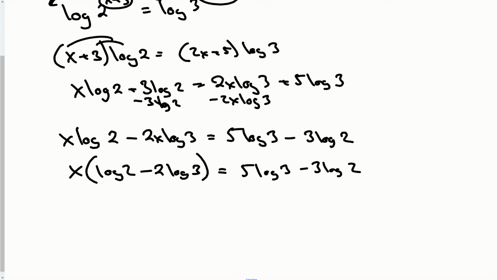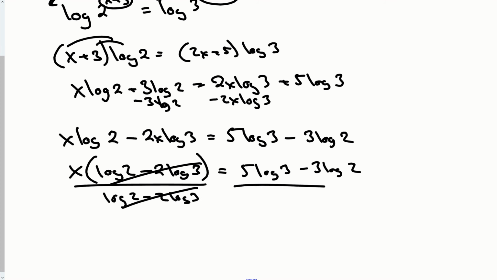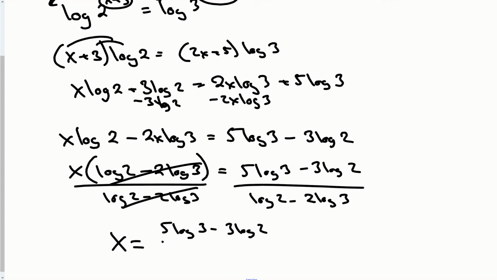I have a multiplication. I just divide this out. It cancels. And now I have my answer. So x is going to be equal to 5 log 3 minus 3 log 2 over the log of 2 minus 2 times the log of 3.